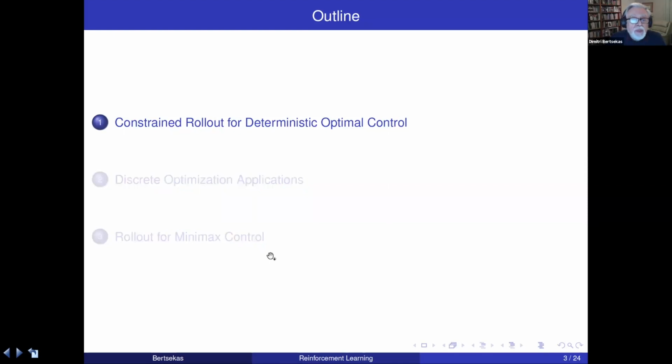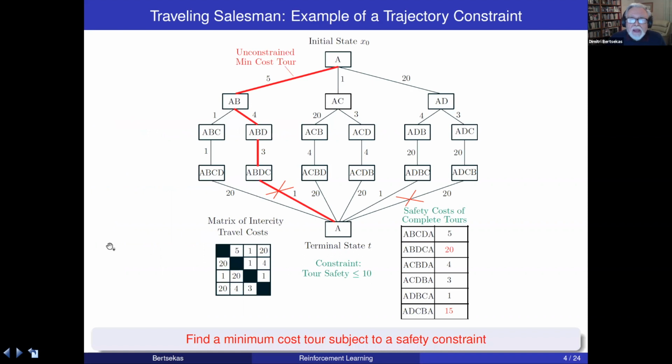So let's start with constrained rollout. And I'm going to begin with an example that you know and love. This is our 4-city traveling salesman problem that involves travel costs, which are shown here. The numbers are, I think, pretty much the numbers we have been using. We have been trying to obtain the unconstrained minimum cost tour. A tour is a trajectory from A through the cities and back to A. And the unconstrained minimum cost tour is this one here.